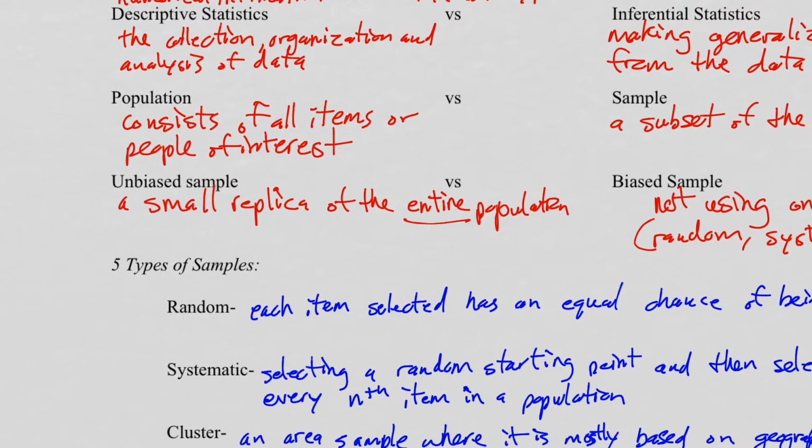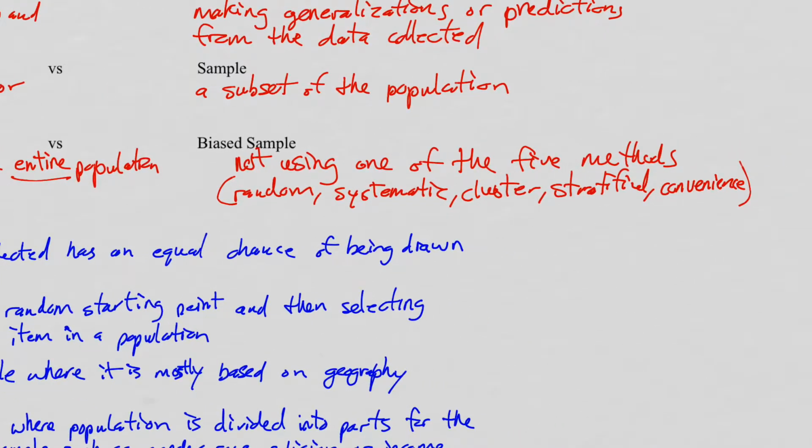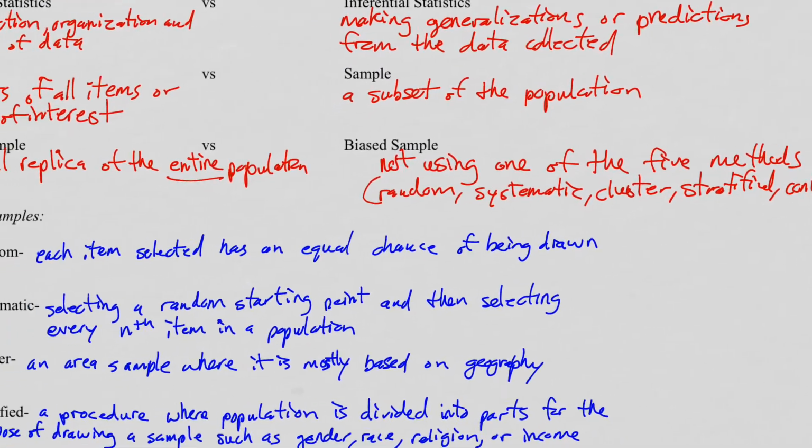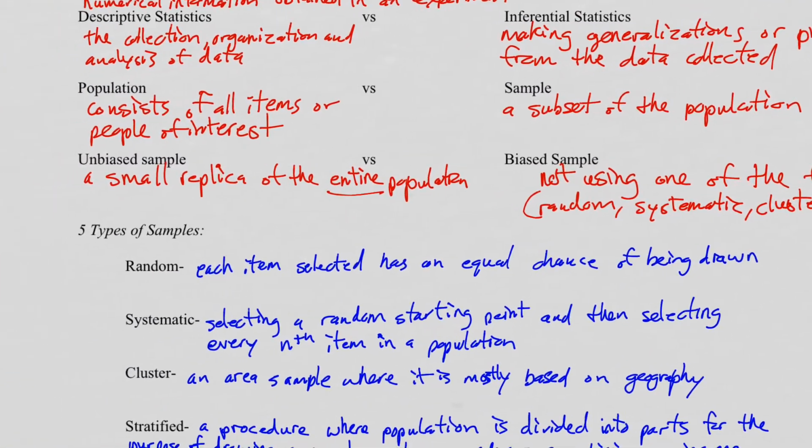Okay? Now, for unbiased samples, we're going to talk about doing random samples, systematic samples, cluster samples, stratified samples, convenience samples. So when you don't use these samples, some people who want to prove a point that's biased towards their position may not use these in the right way for their own advantage. So that would be a biased sample and would not be valid.